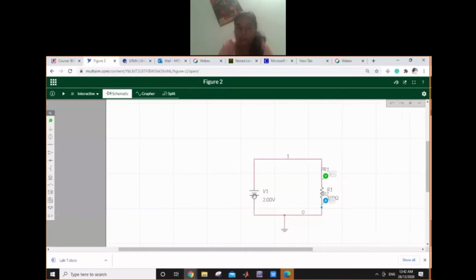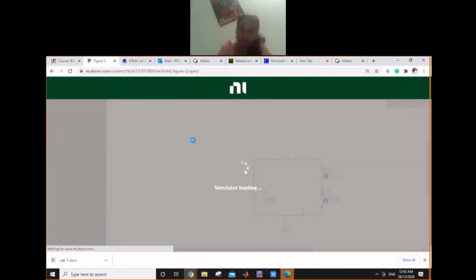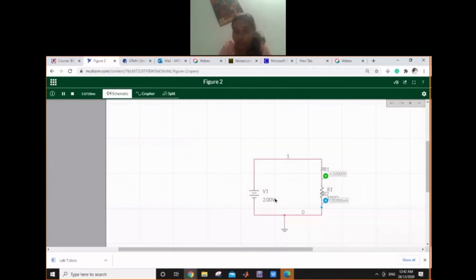Okay, so the voltage you can change according to the lab sheet's table. The V is the voltage, and the A in blue is for current, so that's called the probe. Once you run the simulation, you can have a look at the values of the voltage and the current. You can change the voltage according to the table, and you will get the values according to the voltage you set.